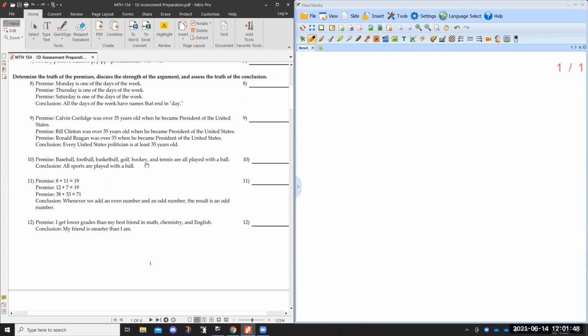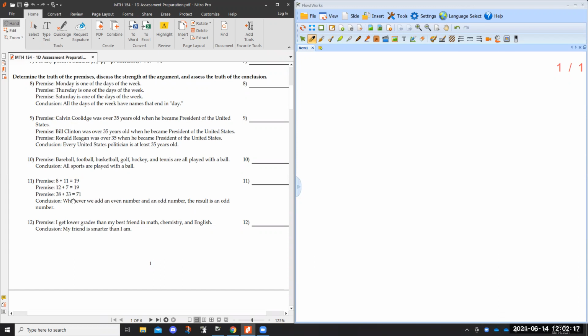I'm sure we can think of other sports that are played without a ball, like swimming, or wrestling or something like that, right? Premise: 8 plus 11 is 19, that's true. 12 plus 7 is 19, that's true. 38 plus 33 is 71, that's true. Whenever we add an even number to an odd number, the result is an odd number.